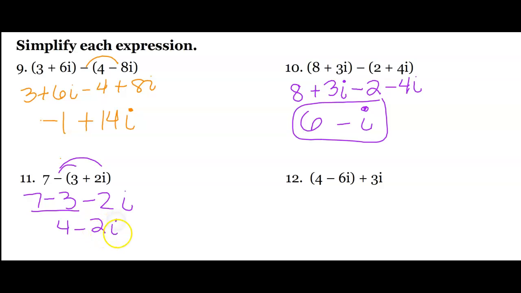Perfect. You said the order doesn't matter, right? No, but we try to do real plus imaginary because that's standard form.